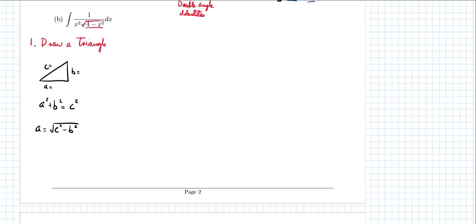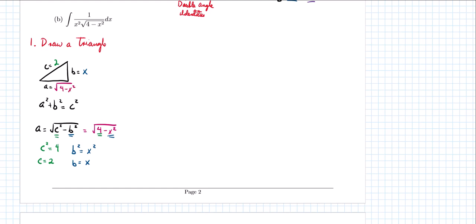Now, when we compare it to part of the denominator of the original integral, where we have the square root of 4 minus x squared, we see that c squared is equal to 4. So if c squared is equal to 4, then c is equal to 2. Now what about our b? Well, b squared is the same thing as x squared, so b is equal to x. Now I'm going to fill in the triangle. We know that c was 2, b was x, and a was the square root of 4 minus x squared.